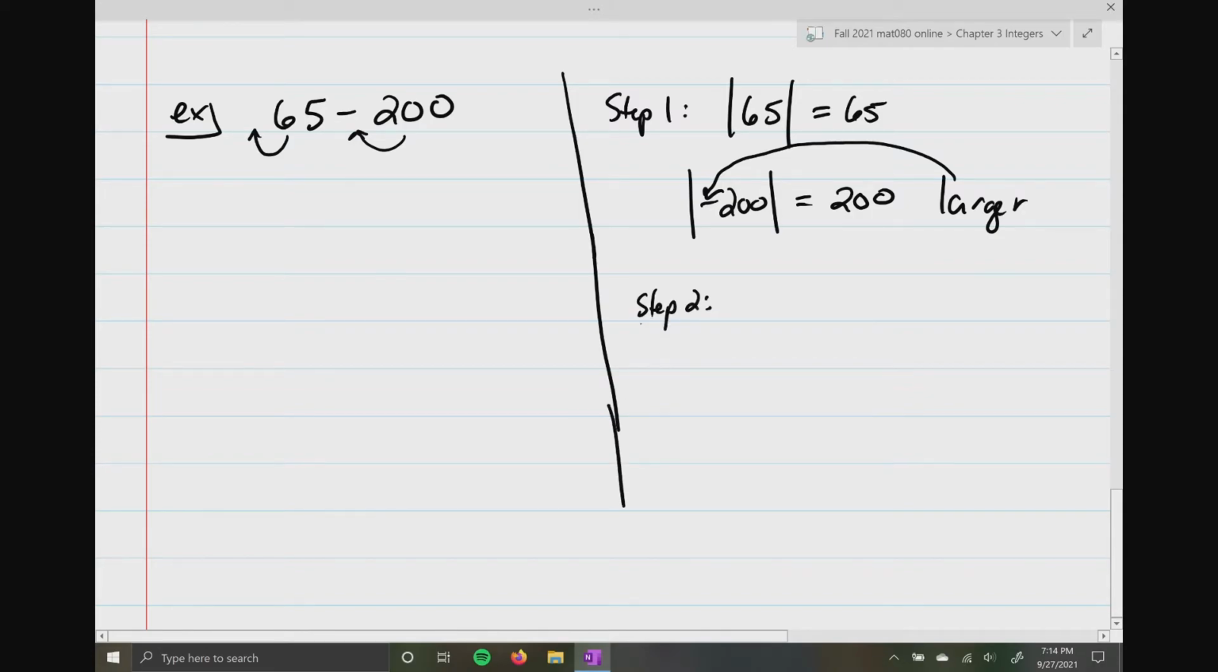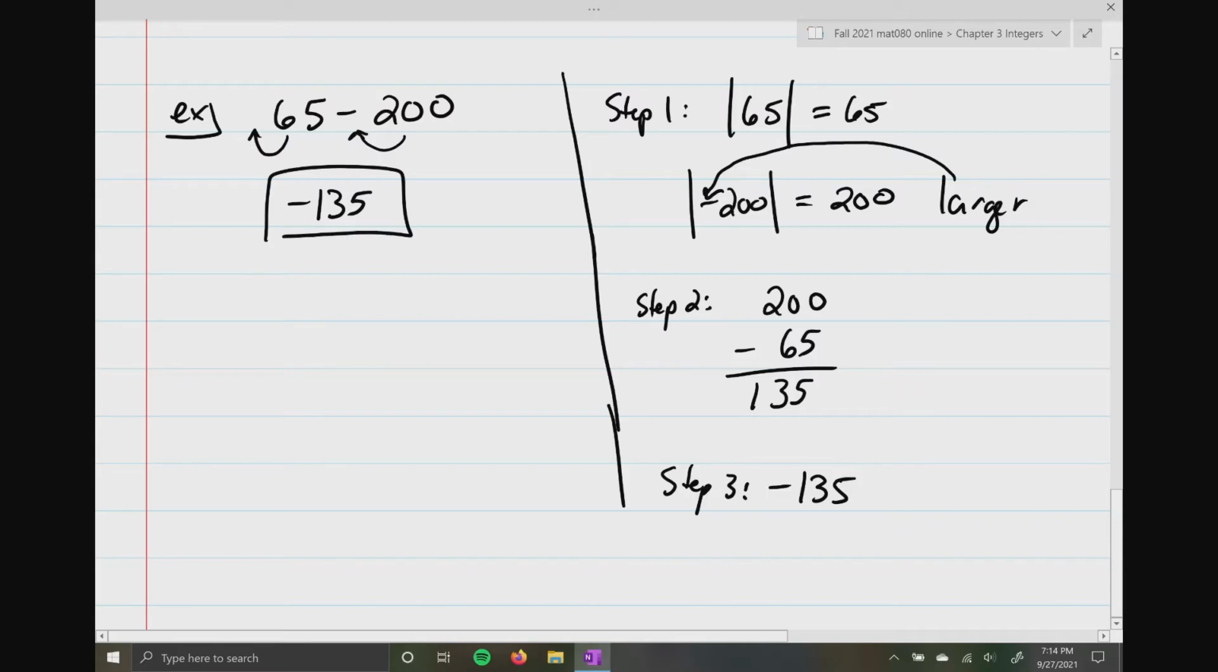Step 2, we're going to take 200 and subtract 65 from it. So if you went ahead and did that, 200 minus 65 is going to be 135. And then step 3 is just going to be your sign. Well, remember, the 200 was the larger absolute value, and you drew an arrow back to the negative symbol. So this is negative 135.